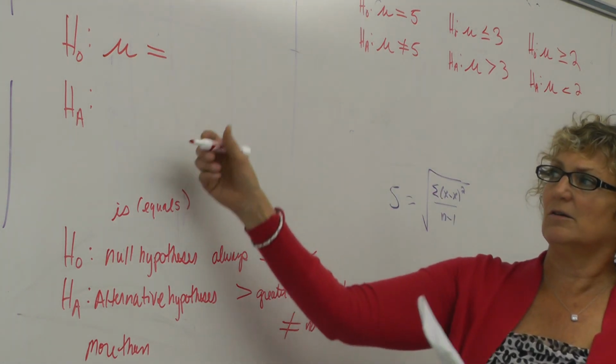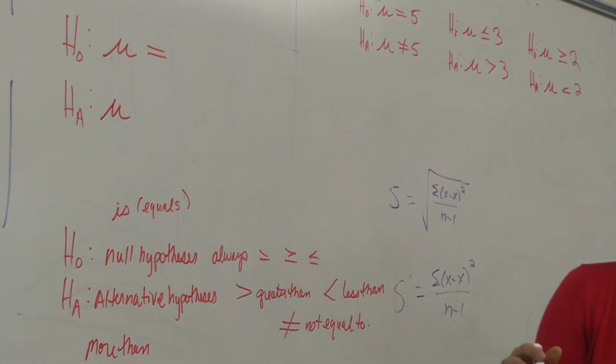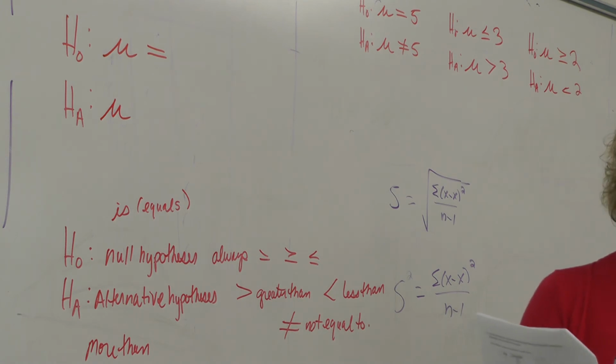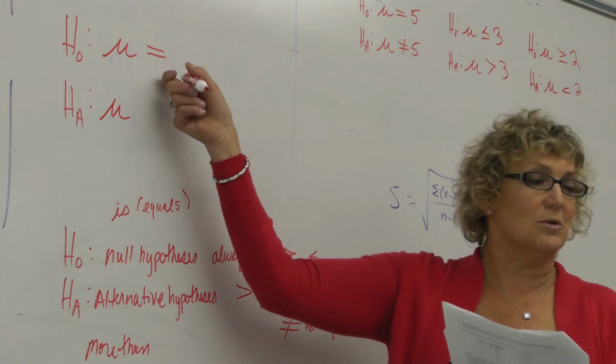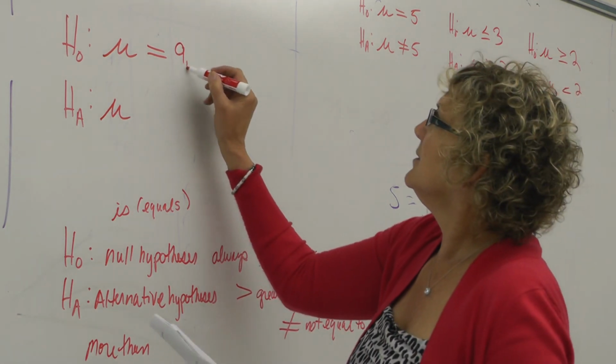Either it's the null or it's the alternative. Mean cost. Yeah, so there's a word is in there, right? So that means it's gonna be equal to. So is what? Is 9,405.